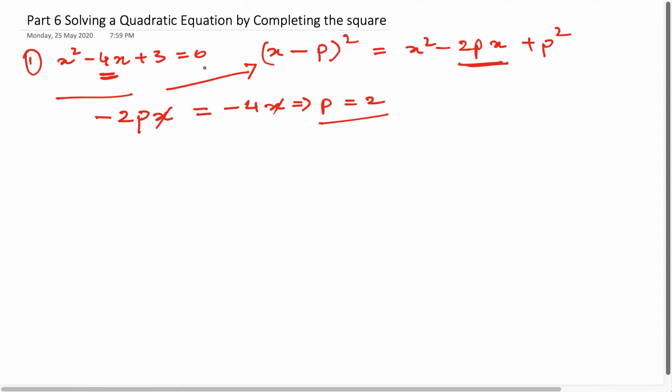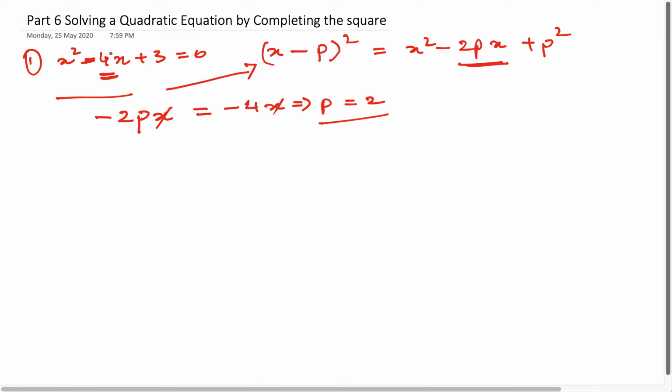So I chose x minus p whole square because this was a negative term. Okay, this was a negative term. Had this been a positive term, I would have chosen x plus p whole square. Okay, I'll show you that example also. So my p comes out to be 2.